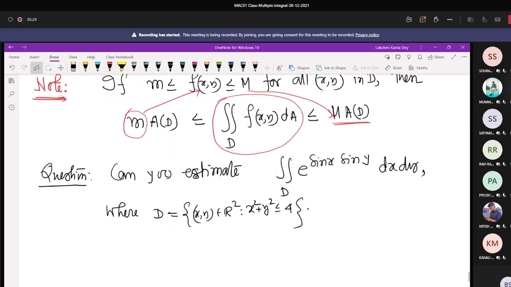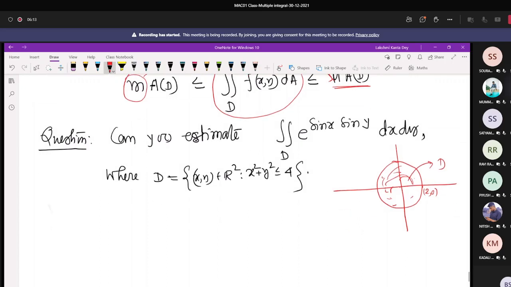Now the question is: can you estimate this integral of e to the power sin x cos y, dx dy, where D is a circular disk with center at the origin and radius 2? What is your D? Say, for example, this is your 2, that means this part. So this is your D, with the point (2, 0).